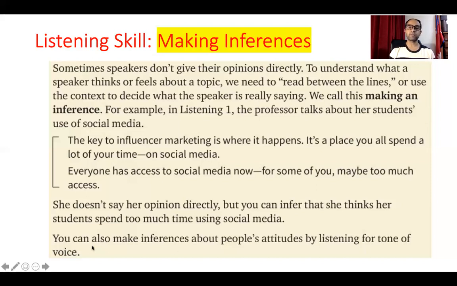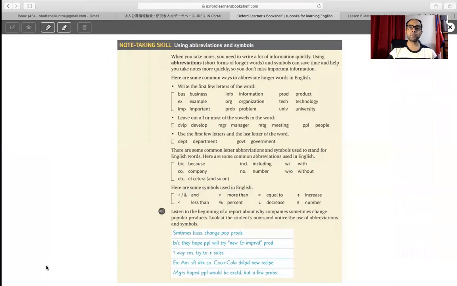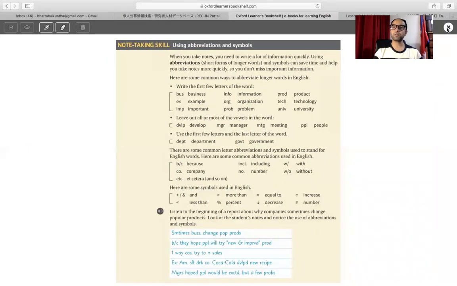You can also make inferences about people's attitudes by listening for tone of voice. That's another important point in trying to infer. How do people say it? How is their tone? For example, if somebody suddenly starts using a big voice, maybe the person is angry or wants us to listen to them or pay attention, right? So let's practice one more listening today from the video, and then we'll do the main listening activity for listening two. Now this part is from your textbook, page 100.